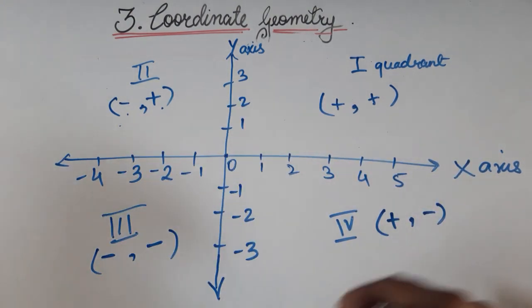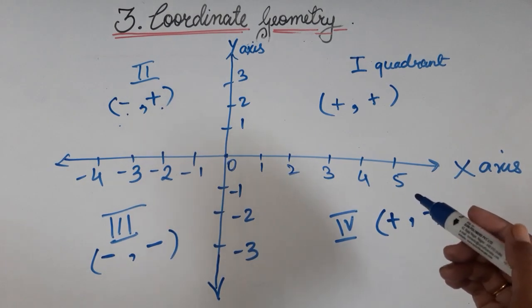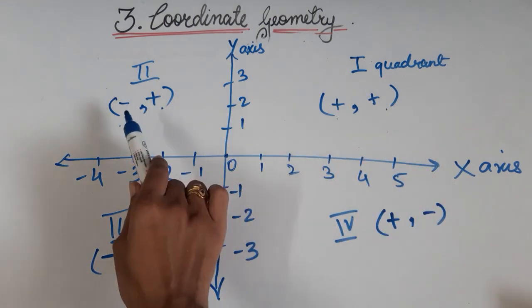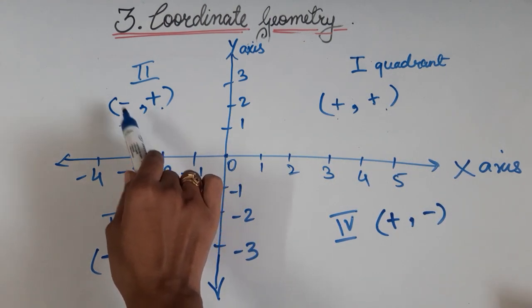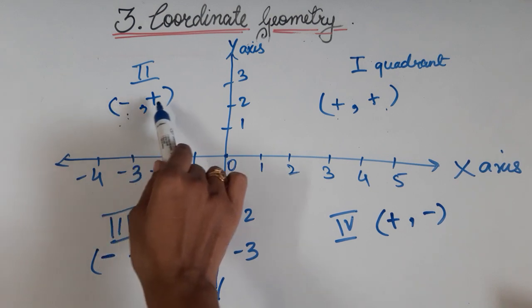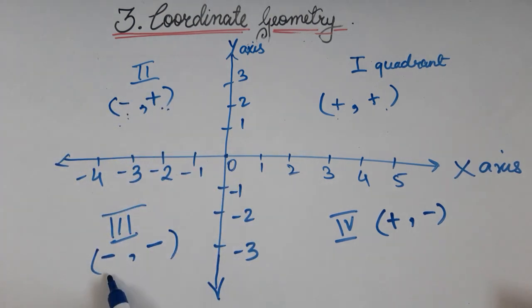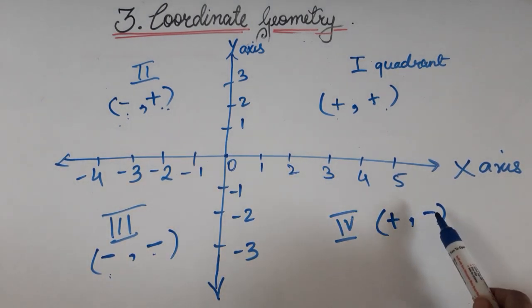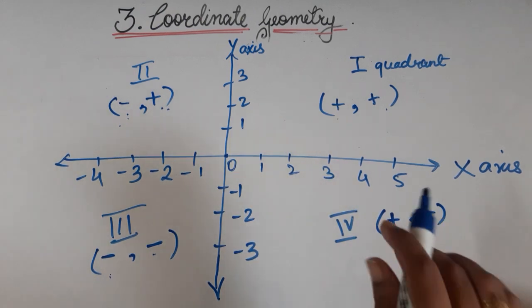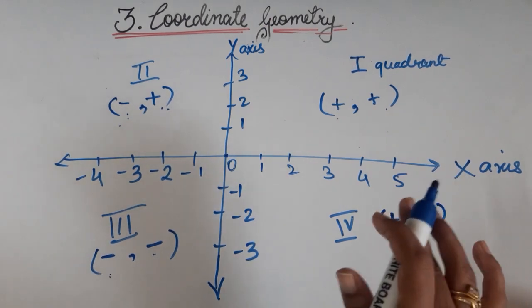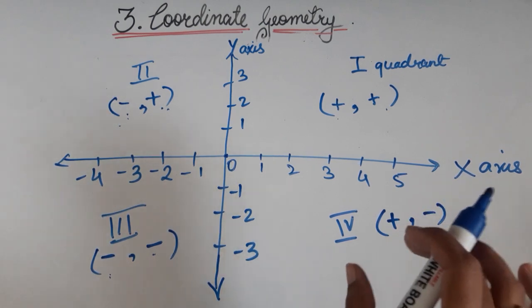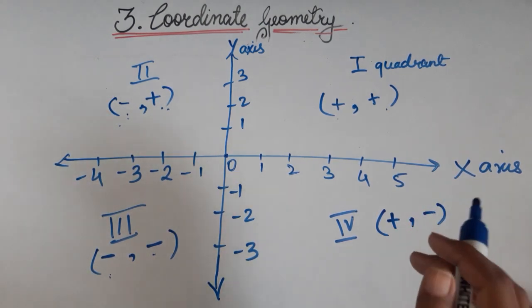Okay, so this is the summary of the sign conventions of the quadrants. The first quadrant will have both x and y coordinates positive. The second quadrant will have every point with x coordinate negative and y coordinate positive. The third quadrant will have negative, negative, and the fourth will have x positive and y negative, right? So if I give you the coordinates of any random point, without actually locating the point, you can tell me in which quadrant it will lie.